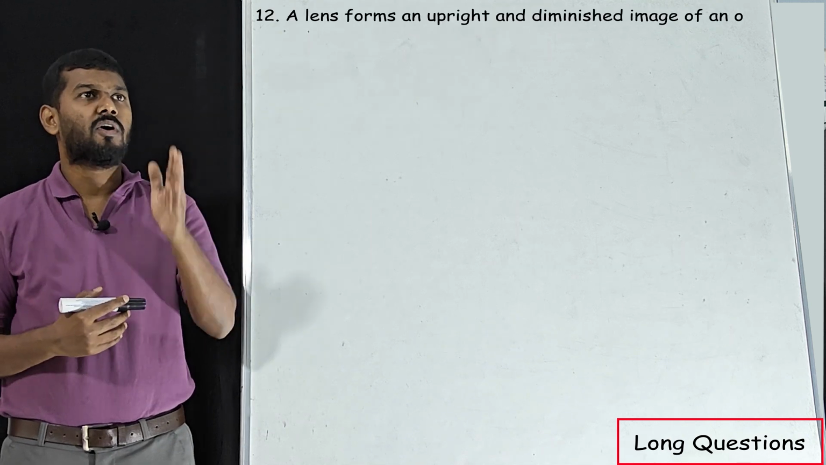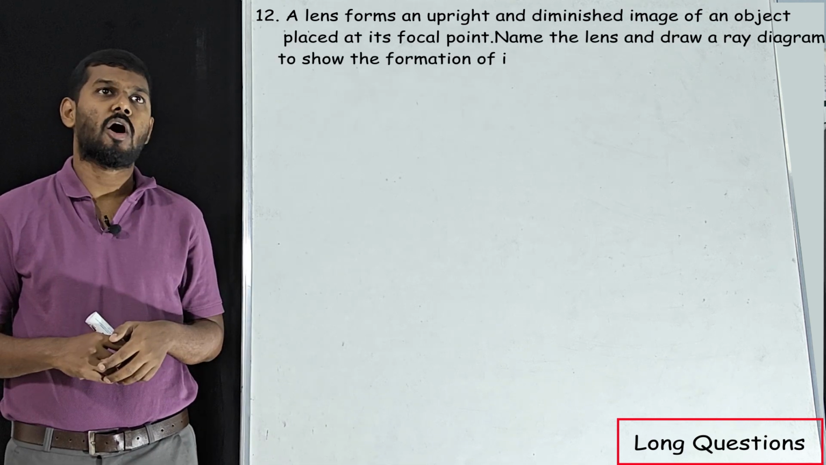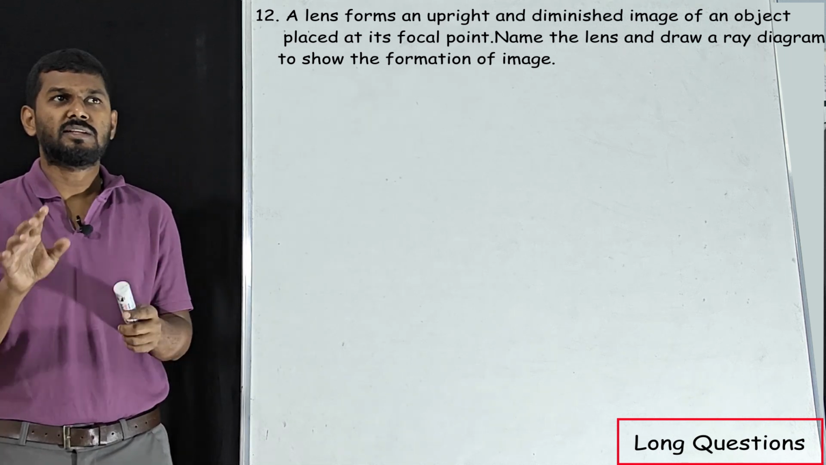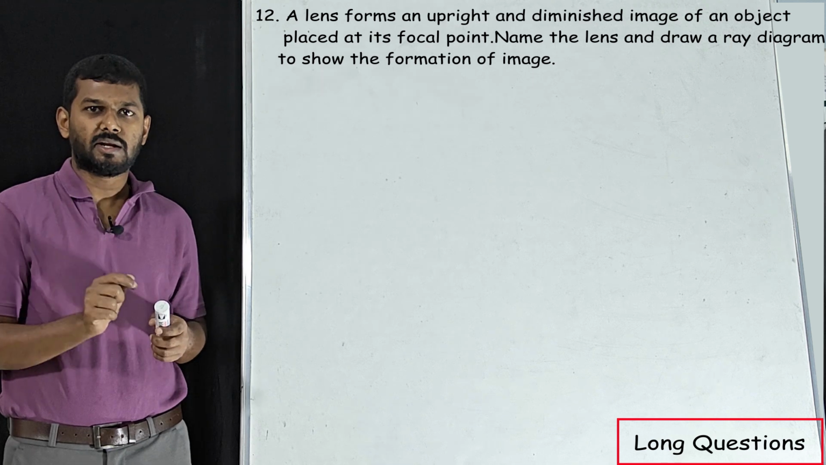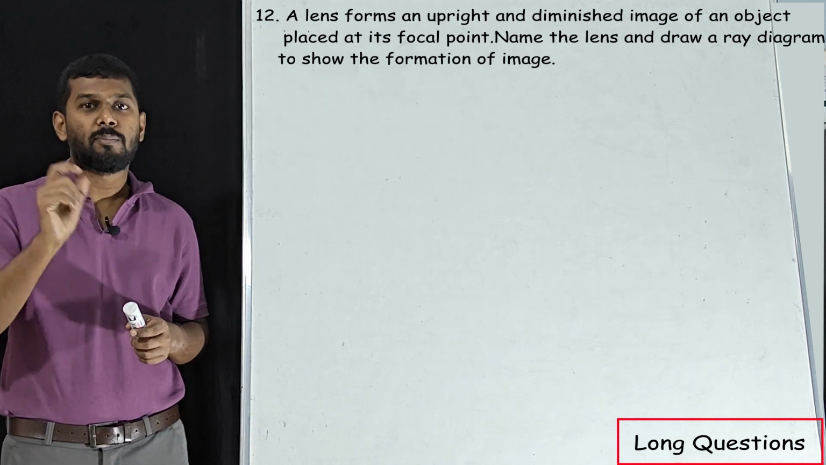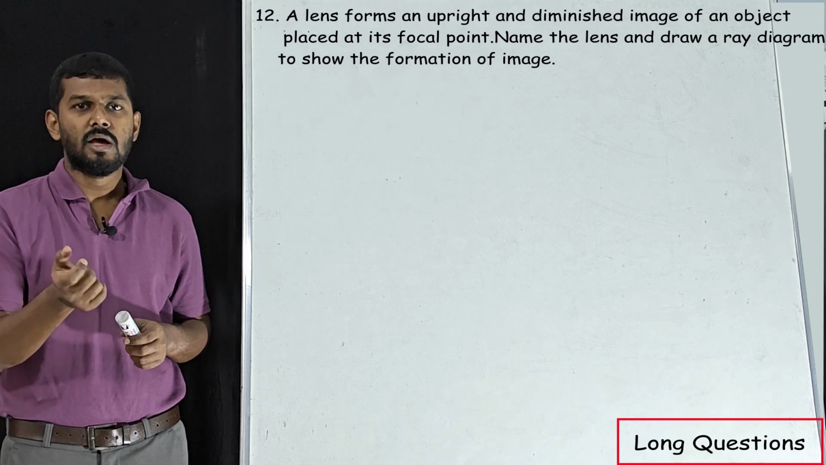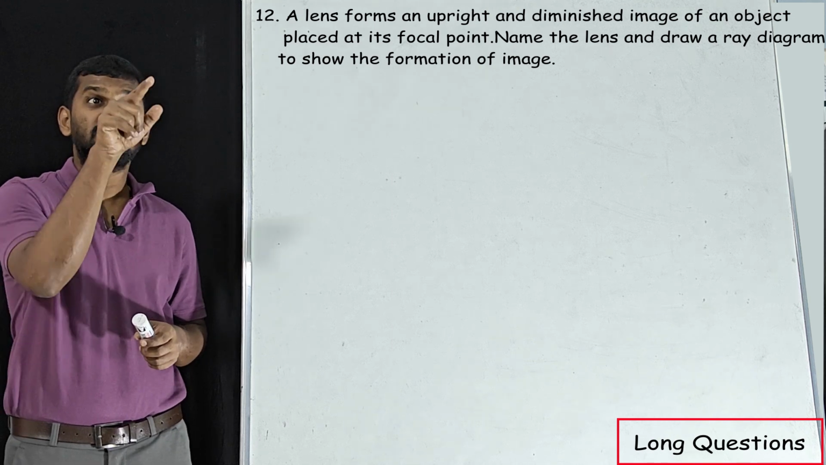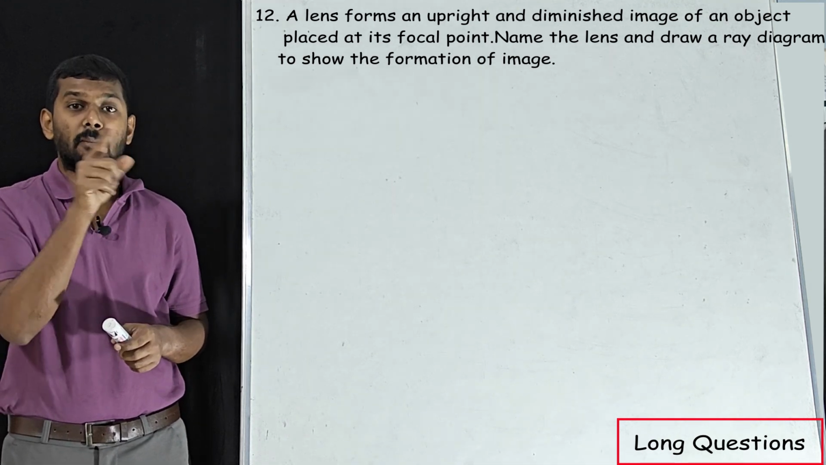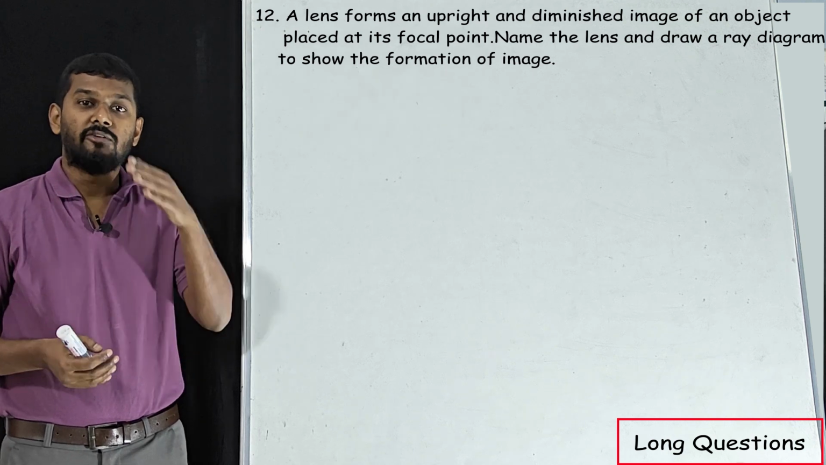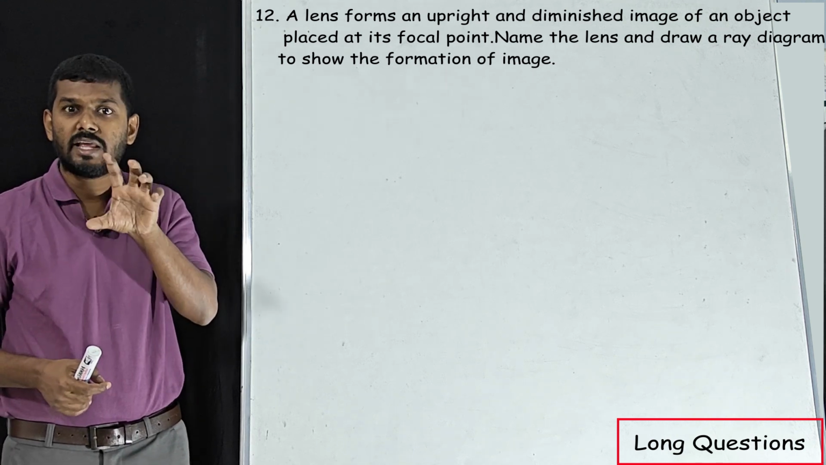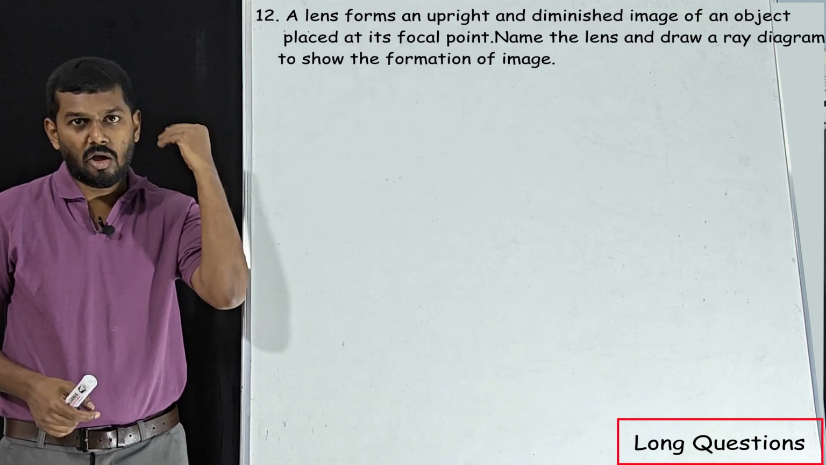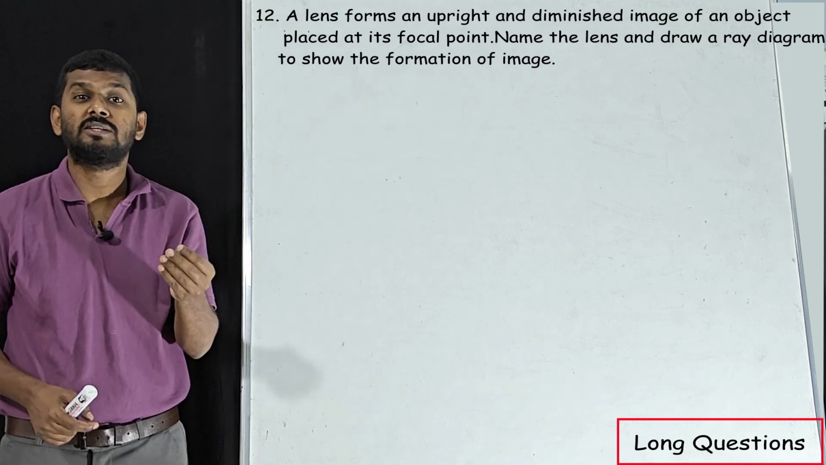Our next question: a lens forms an upright and diminished image of an object placed at its focal point. Name the lens, draw the ray diagram to show the formation of image. See, here the important word, which is the important word? Upright, right? In both the lenses we are going to get an upright image, correct? Upright is nothing but erect. If it is erect, it is virtual. In both the lenses we are going to get a virtual image, correct? But when it comes to diminished image or magnified image, based on that we are going to identify the lens. In convex lens, if it is virtual, it is always magnified. In concave lens, all the images are virtual only and all the images are diminished only.